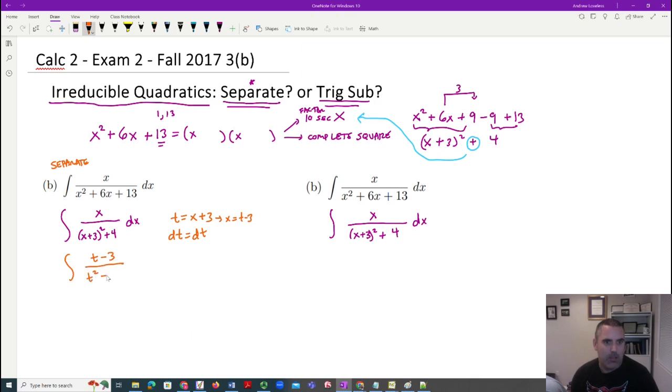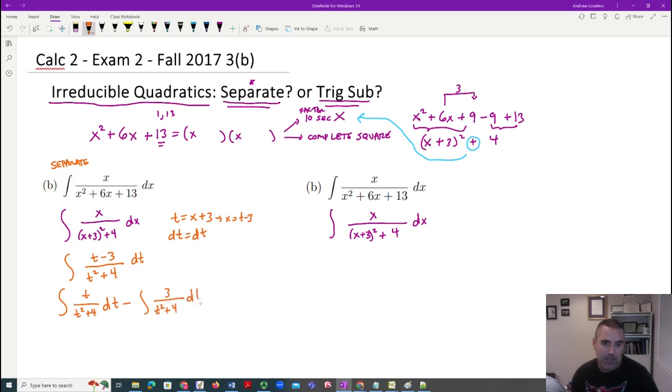T squared plus 4 dt. And then my advice is to separate it. It is important to do that substitution to make the separation easier to handle. Minus the integral of 3.